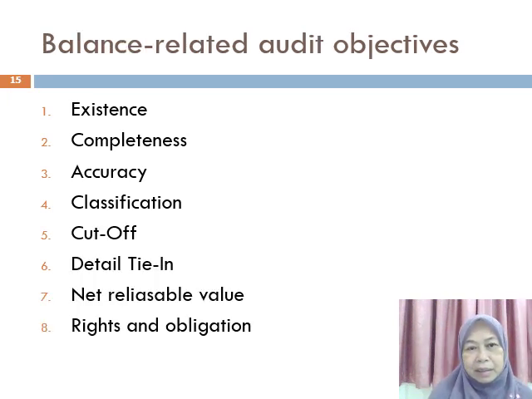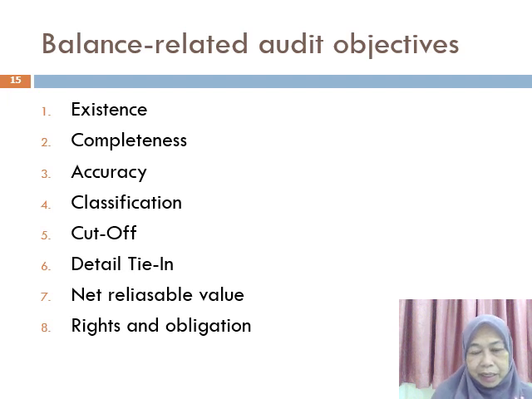The balance-related audit objectives have eight categories, and you can see that the first four, existence, completeness, accuracy, classification, are similar to the transaction-related audit objectives. And the other four, cut-off, detail tie-in, net realizable value, rights and obligation, are unique to the account balances. The first four I'm not going to discuss because they are similar to the transaction-related audit objectives. Okay, let's look at the cut-off.